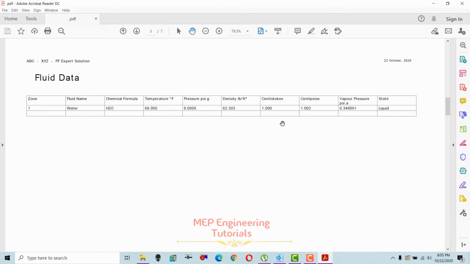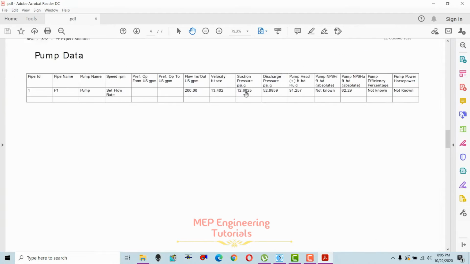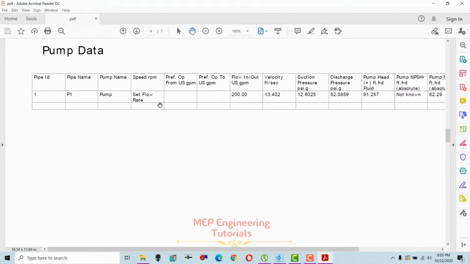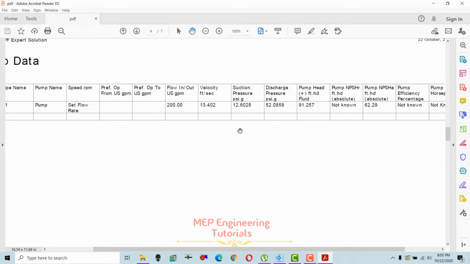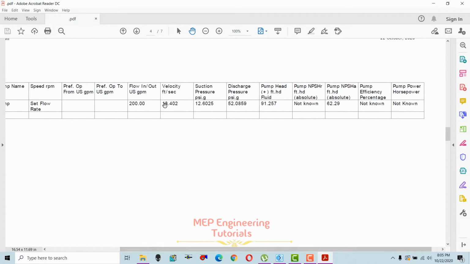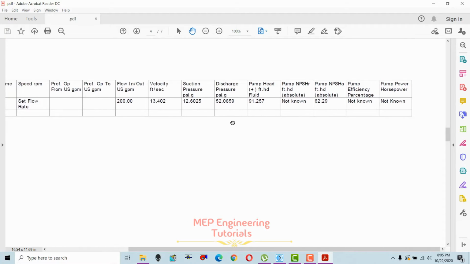So let's move back to our report, PDF report, and you can see that the pump data is available in here. You can see that pump in and outflow which we have selected is 200 GPM, velocity is 13.402 at the main pipe, and suction pressure you can see that 12.6 psi, and discharge pressure is 52.08 psi, and pump head you can see that 91.257 feet head is the pump head for our system.